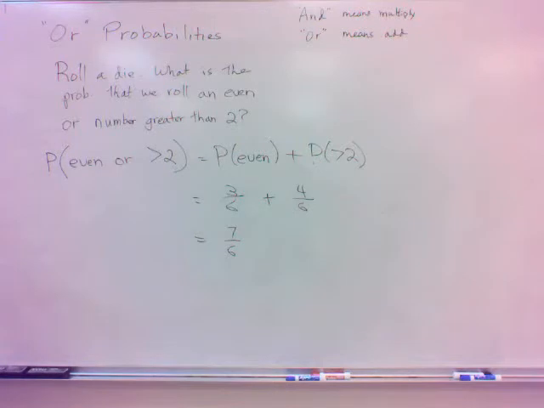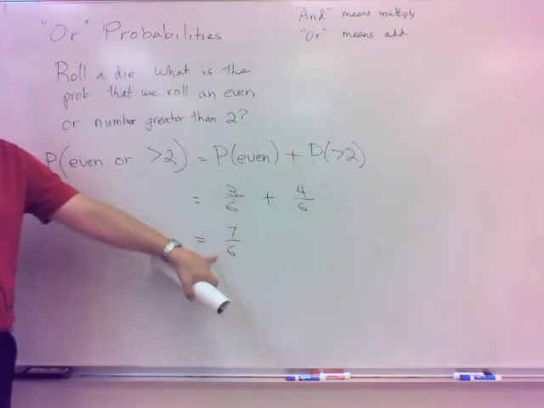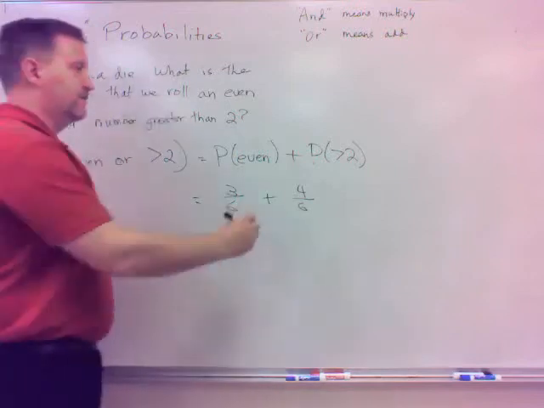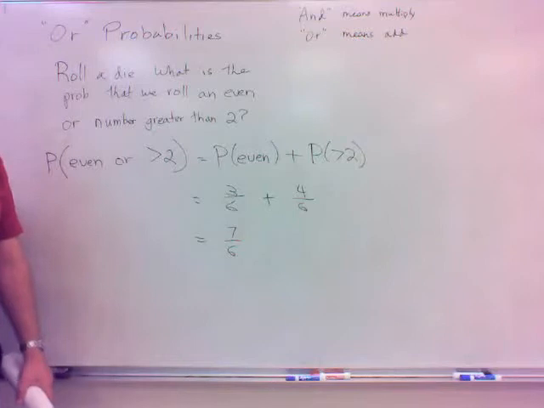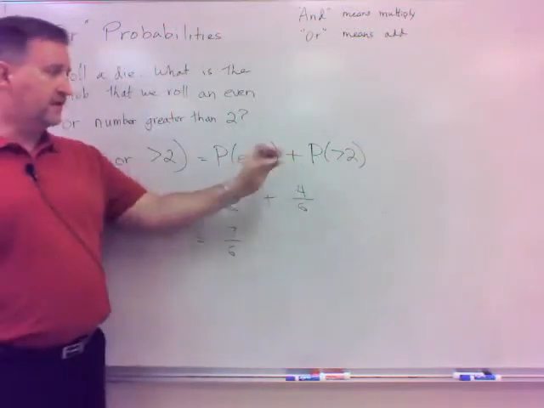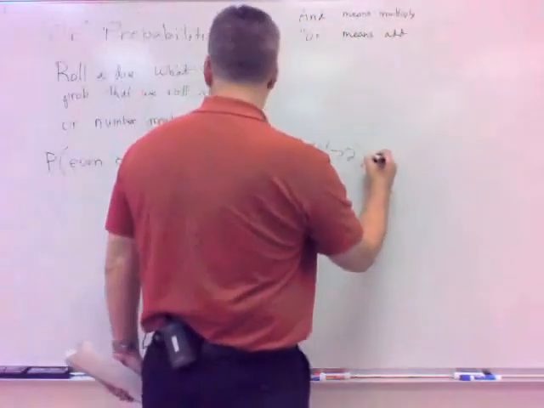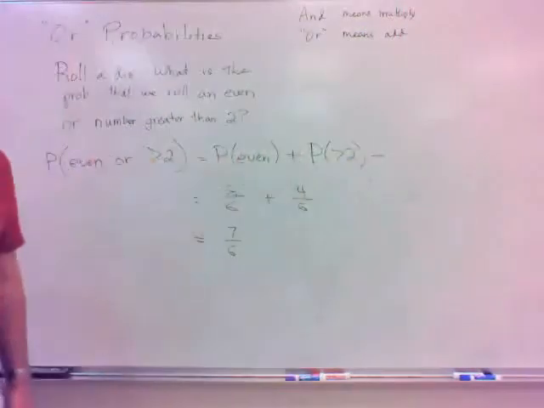Okay, so here's the difficulty. Do you see now there is something more to it here? Why is this not a legitimate answer? It's more than 1. Yeah. It's greater than 1. Probabilities cannot be greater than 1. So I can't leave that like it is. Here's the catch. What happened was I counted some things more than once. Because there are some that are even and greater than 2 at the same time, aren't there? So on this formula I'm going to put minus. I'm going to subtract out basically the overlap that I counted twice.